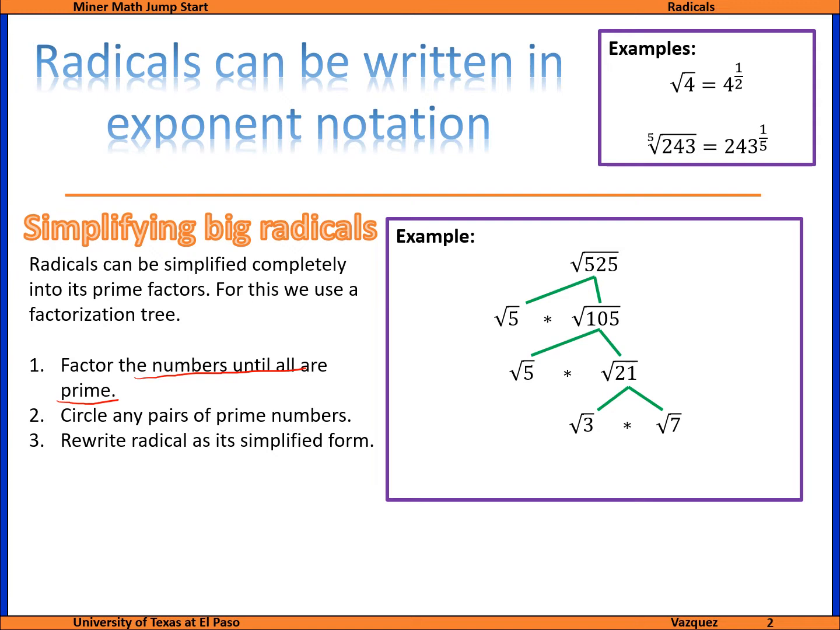Circle any pair of prime numbers. In this case, the pair of prime numbers we have are the 5s. Why are we going to do that? Because when we rewrite square root of 525, that becomes square root of 5 times 5 times 3 times 7. And if we have 5 times 5, that's 5 squared. The square root of 5 squared is just 5. So the pair we circled, that number comes out of the radical. Now, because 3 and 7 don't have a pair, they stay inside. And we can just multiply them to have 21. So the square root of 525 reduces to 5 times the square root of 21. That is what is known as a factorization tree.